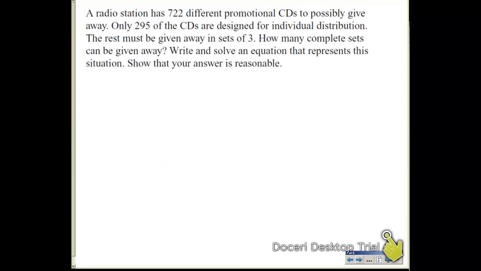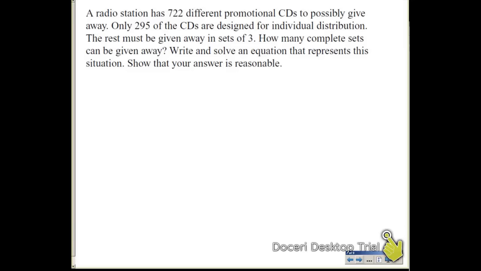On our next example, we have a radio station that has 722 different promotional CDs to give away. Only 295 of the CDs are designed for individual distributions. The rest must be given away in sets of 3. So how many complete sets of 3 can be given away? Write and solve an equation that represents the situation and show a reasonable answer.